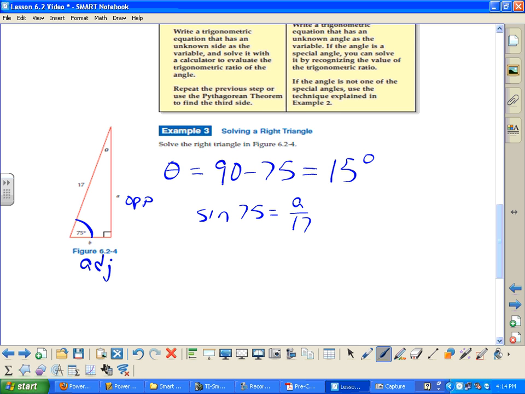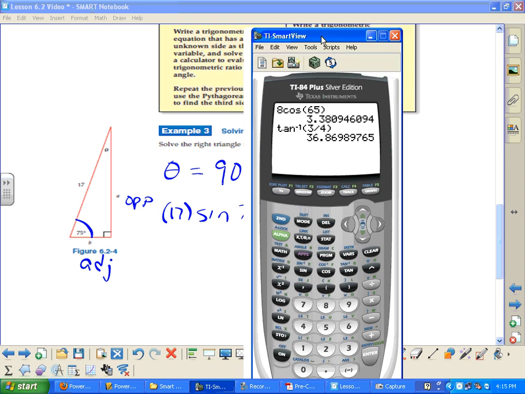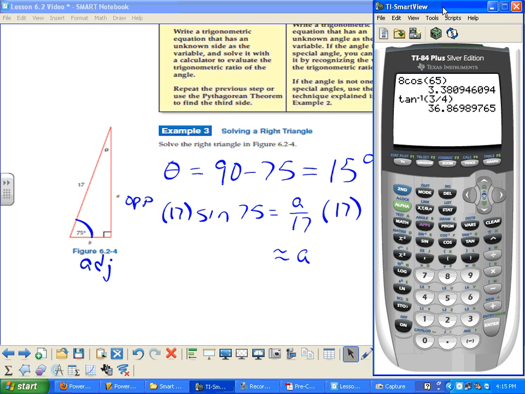And let's go ahead and solve that one first. So we multiply both sides by 17, and we get A is approximately, and take out your calculator again. Always remember, if you come back after you've been working on some other stuff, always make sure you check your mode to make sure that it is in degrees. So we'll do 17 sine of 75, and we get approximately 16.42.